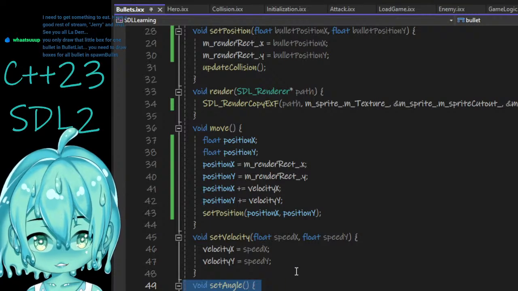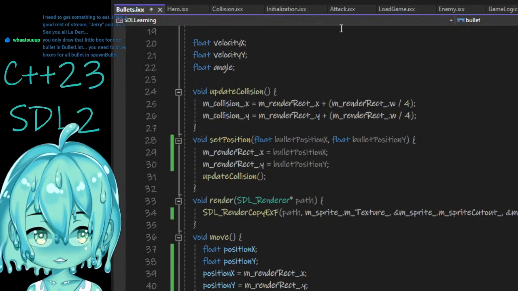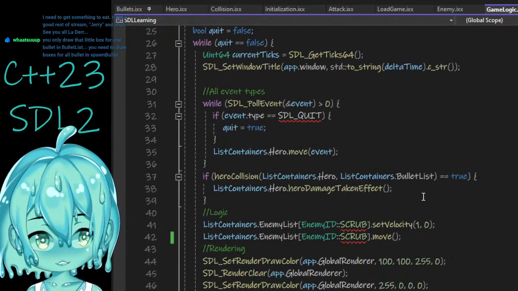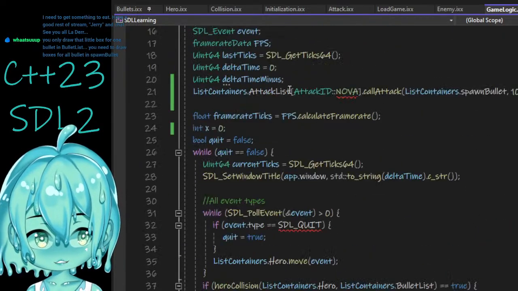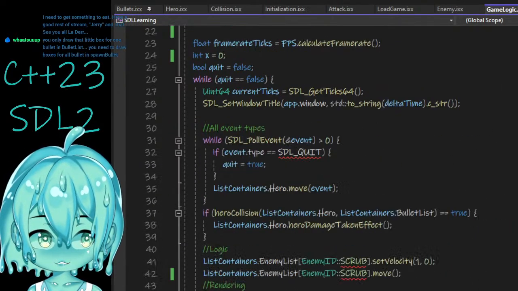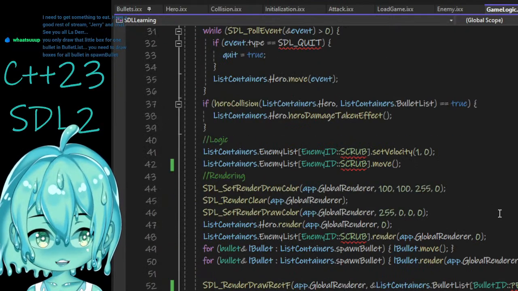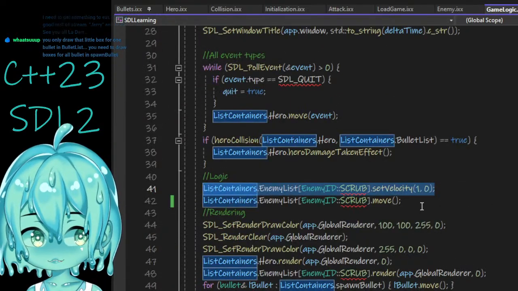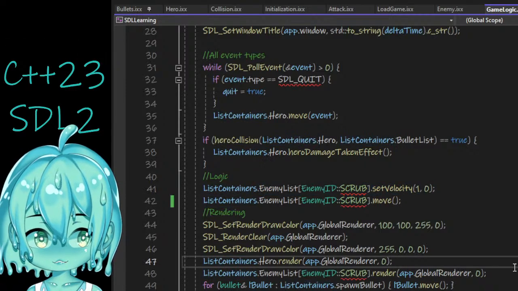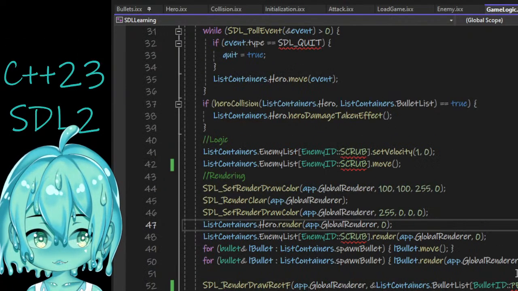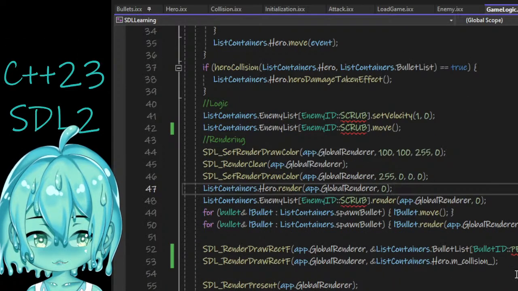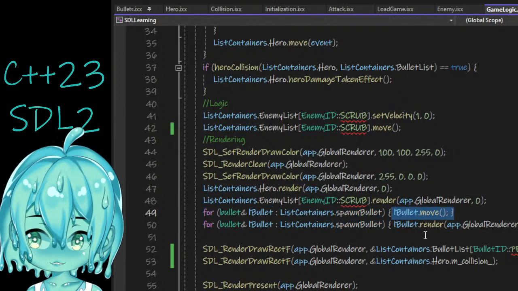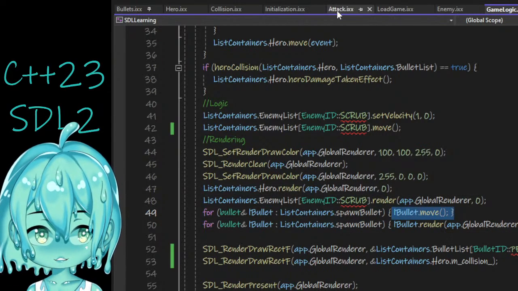So that all works. But then under our game logic, we render the bullets here. We call them. Okay, so now they exist. But later on, we actually call set velocity. So we set, oh, that's the enemy ID. There, we set every individual instance of bullet to move, and then we render.